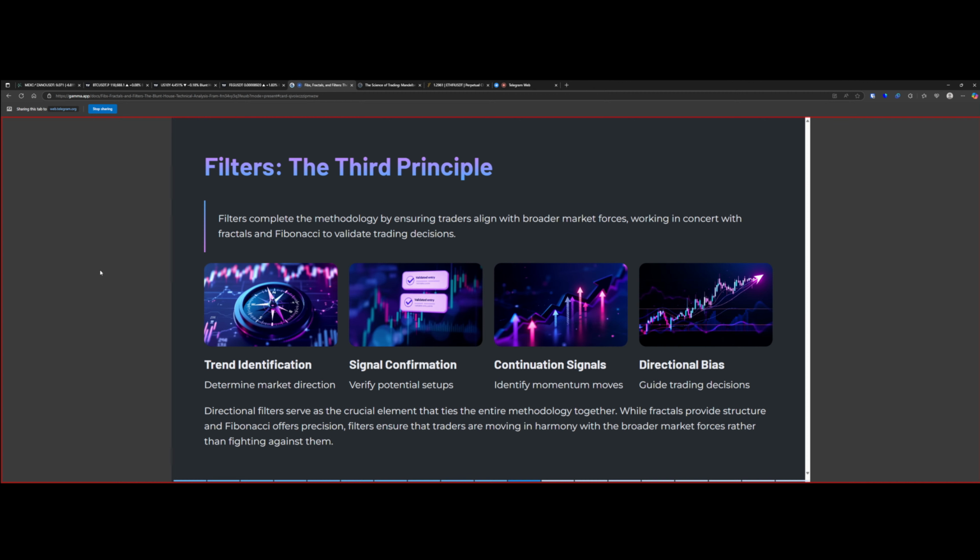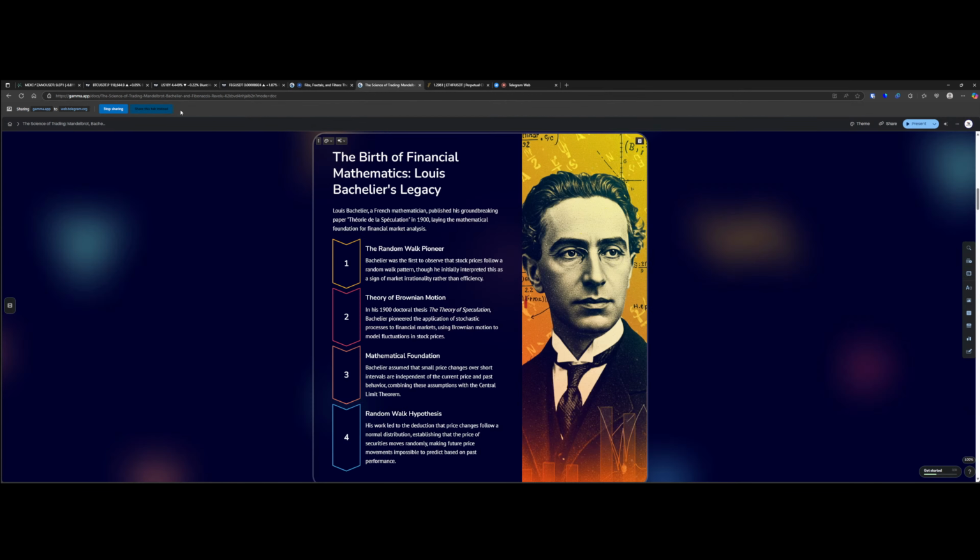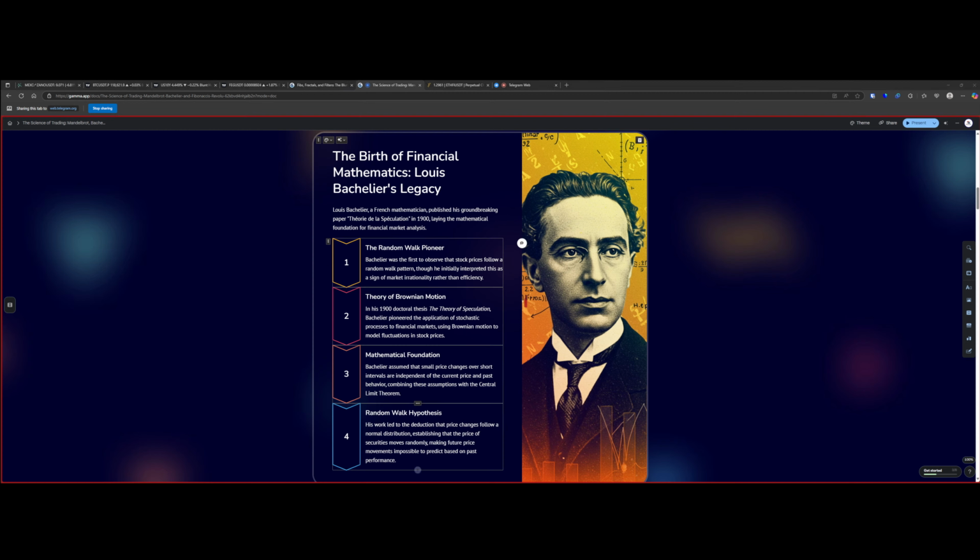Right now, the third element is just the filters. What are the filters? Well, they're a little harder to define. And the filters that I use, a lot of them go back to the late 1800s, where most of our financial math goes to. We have the founders of financial math, and this is one of them, Louis Bachelier. I've probably spoken about him before. As a young man in Paris, he was fascinated by stock markets. He would hang out at the Paris Stock Exchange just for fun.